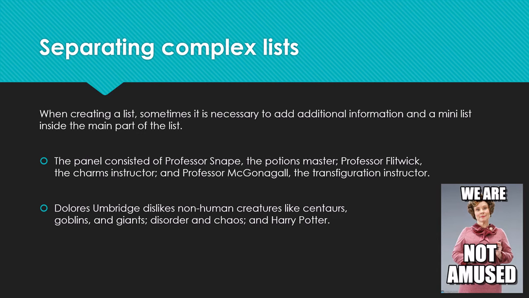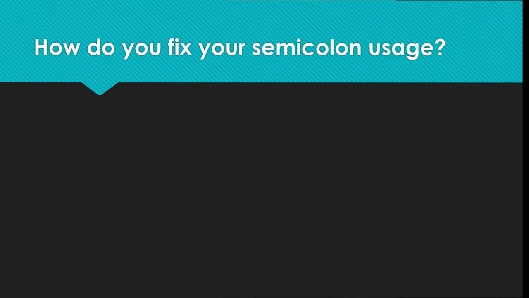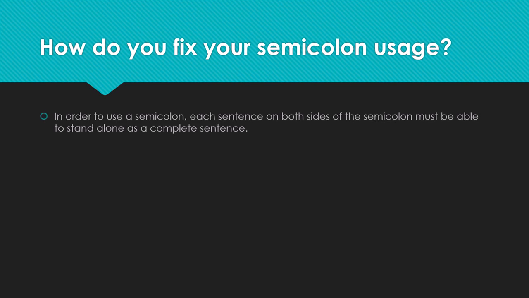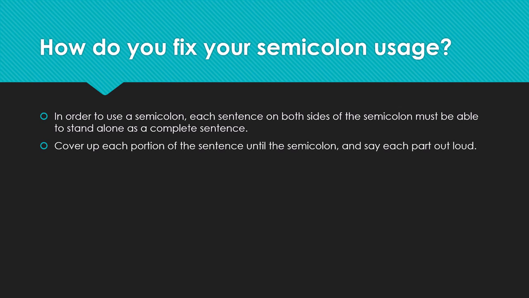Now I realize this is all great and wonderful, but I hear you asking, how do I fix my semicolon usage when I'm in the editing stage and hoping to turn my paper in soon? I don't have time to wax poetically about the intrinsic aesthetic of the semicolon. Well, here's a tip. In order to use a semicolon, each sentence on both sides of the semicolon must be able to stand alone as a complete sentence. You can cover up each portion of the sentence until the semicolon, and then say each part out loud.